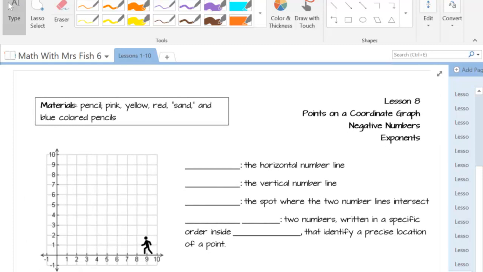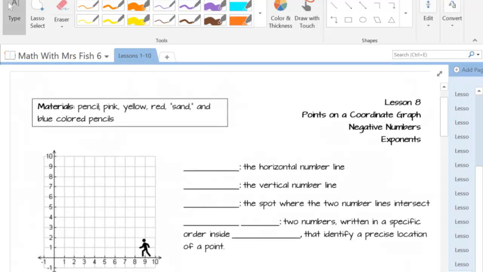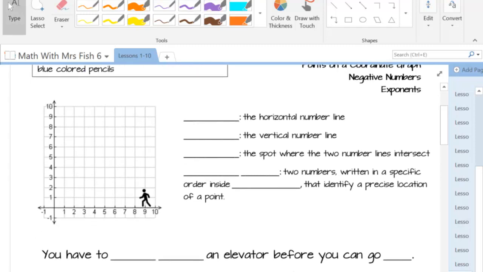Lesson 8. Oh, this is one of my favorite things to teach, with a coordinate graph. So we're going to need a pencil, always, because math is always done in pencil. Pink, yellow, red, sand-colored, and blue-colored pencils. Those are the items that we need for this lesson. We're going to go ahead and jump in. And we are going to do some vocabulary. I'm going to use my black pen here.